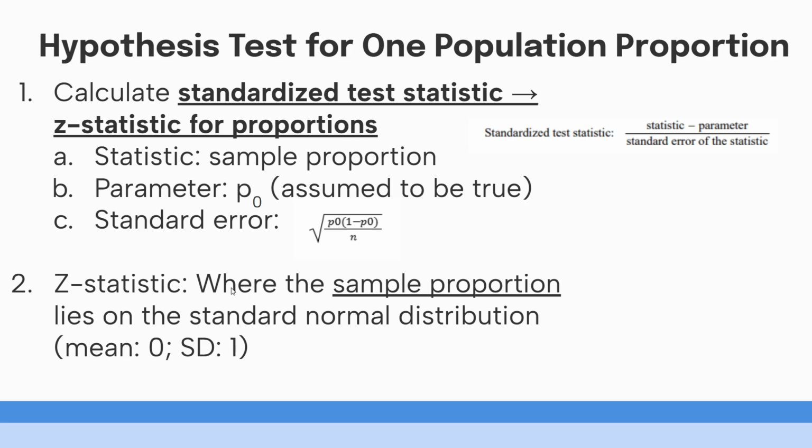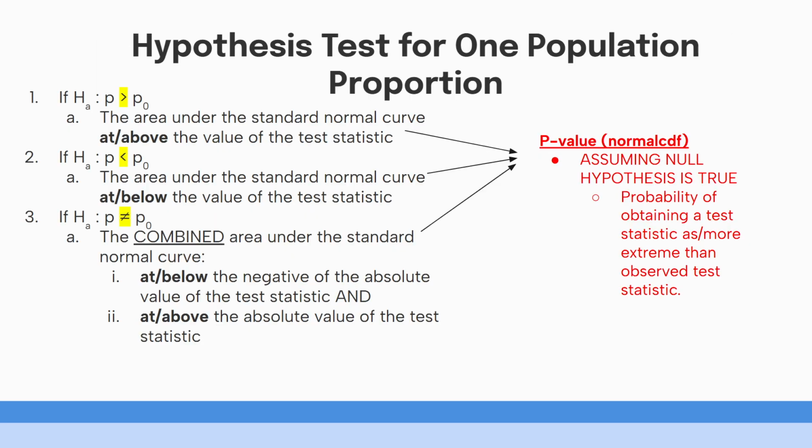The z statistic is essentially where the sample proportion that we obtain from our sample lies on the standard normal curve. So you obtain a sample, and you standardize that sample proportion to a z statistic, which is where it lies on the standard normal curve. Then you use that to calculate the area below or above, depending, and that'll be your p-value. So we're just going to go over that.